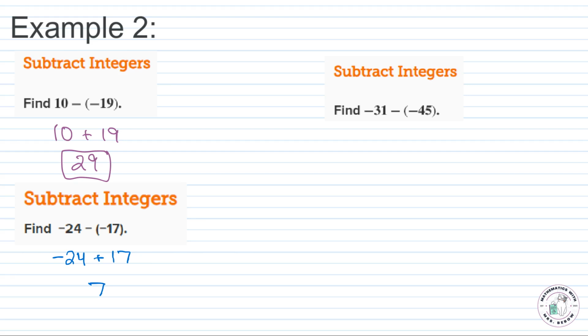And then what do I have more of in this case? Again, when I take a look at my two values, we have 24 negatives plus 17 positives. We have more negatives, which means my answer is going to end up being in the negatives.